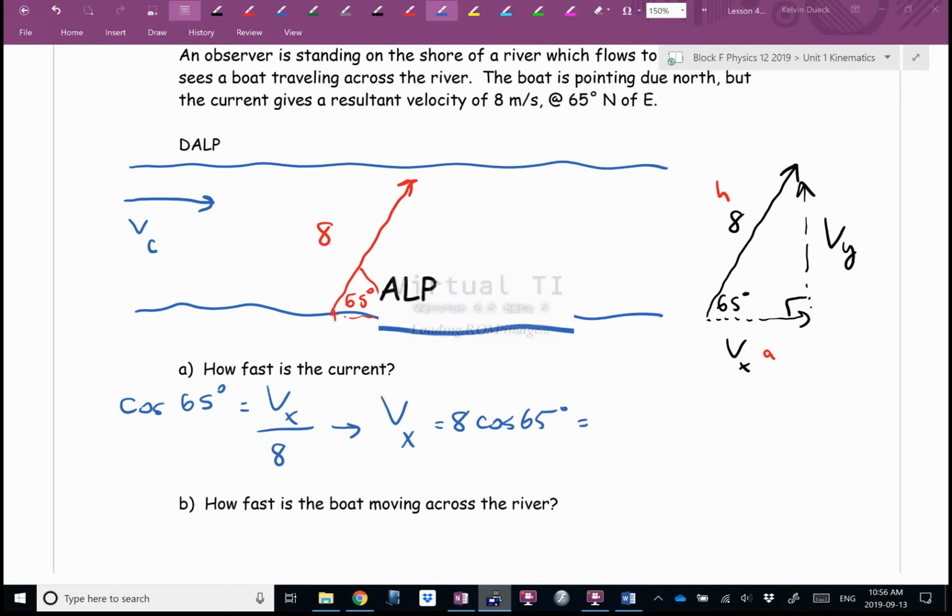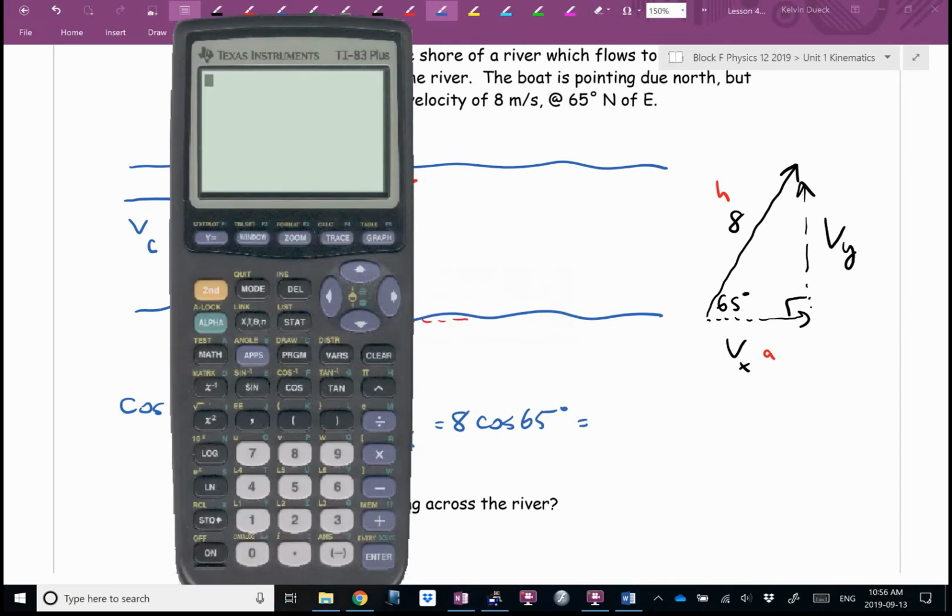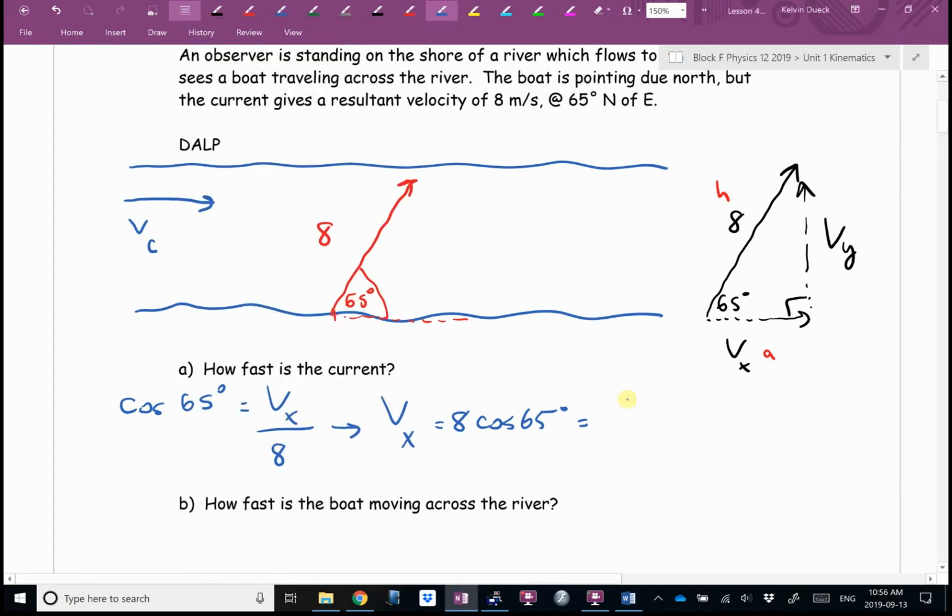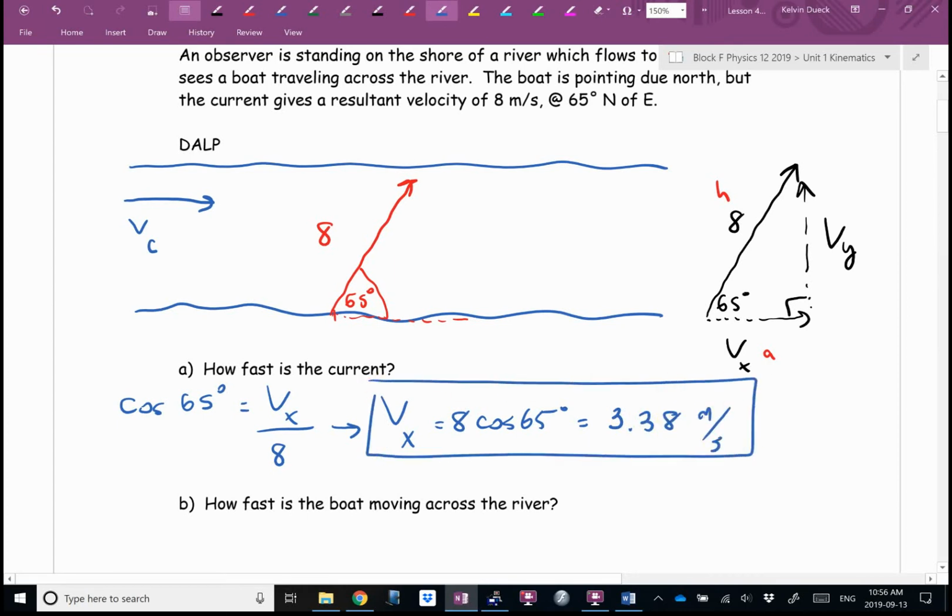So one question that I could give you as an application would be to give you the resultant and say, well, what must the current be? I do, though, have to give you the direction of the current so you know which vector you're going to be picking, the vertical one or the horizontal one. 8 cos 65. Do y'all get 3.38 meters per second?